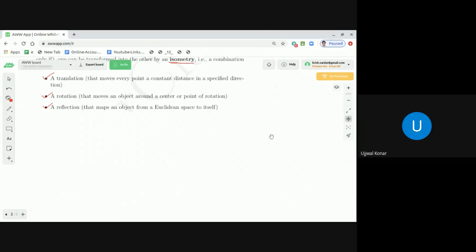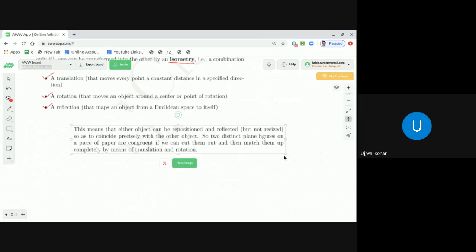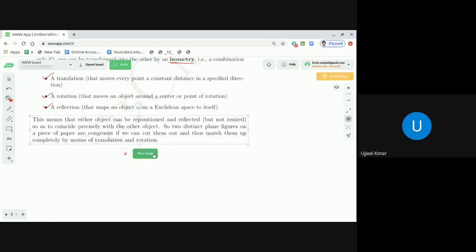So let me first give you some example, but before giving the example, let me make this statement and read it out. As you understood, isometry is a combination of a translation, a rotation, and reflection. Which means that either object can be repositioned and reflected, but not resized, so as to coincide precisely with the other object. So two distinct plane figures on a piece of paper are congruent if we can cut them out and then match them up completely by means of translation and rotation.